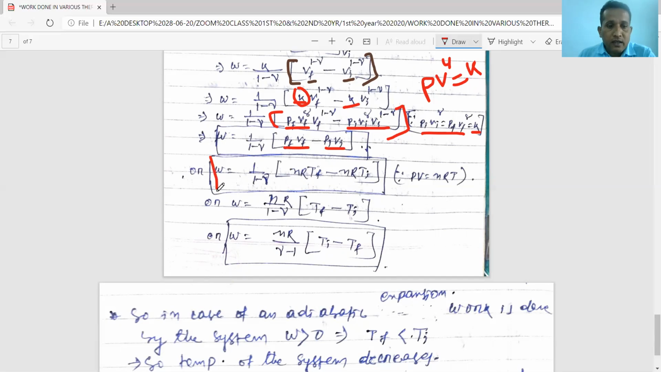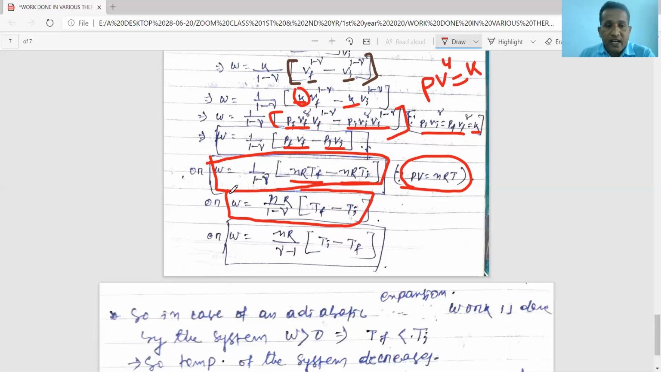Or we can write W equal to 1 by 1 minus gamma. In place of Pf Vf we will write nRTf, and in place of Pi Vi we can write nRTi, because PV equal to nRT we know. So Pi Vi equal to nRTi, Pf Vf equal to nRTf. So nR if you take outside, W equal to nR by 1 minus gamma, Tf minus Ti, where Tf is final temperature, Ti is initial temperature.